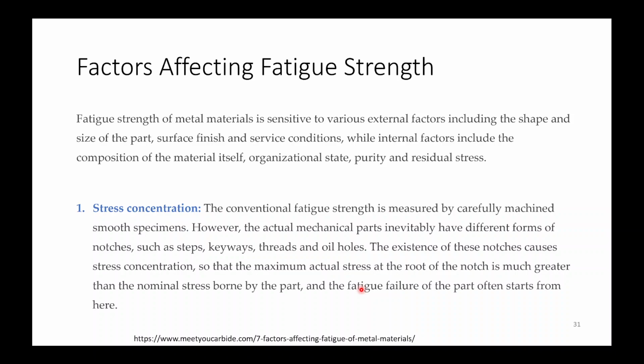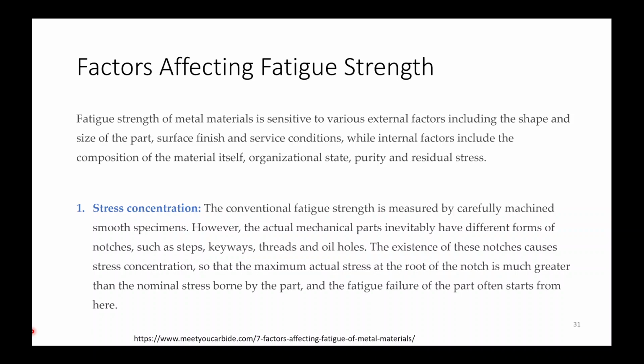Now there are some factors that affect the fatigue strength. So fatigue strength of metal material is sensitive to various external factors including the shape and size of the part, surface finish, service conditions, while internal factors include the composition of material itself, organizational state, purity and residual stress.